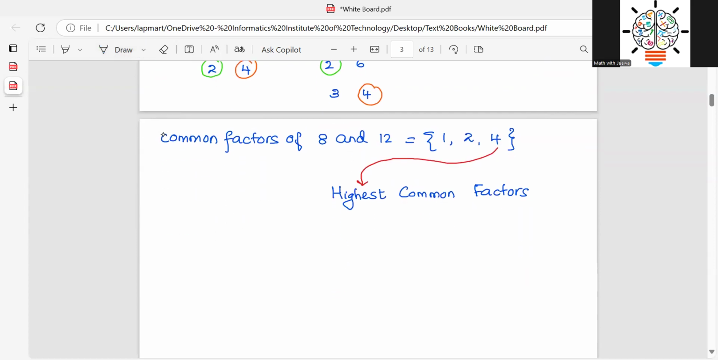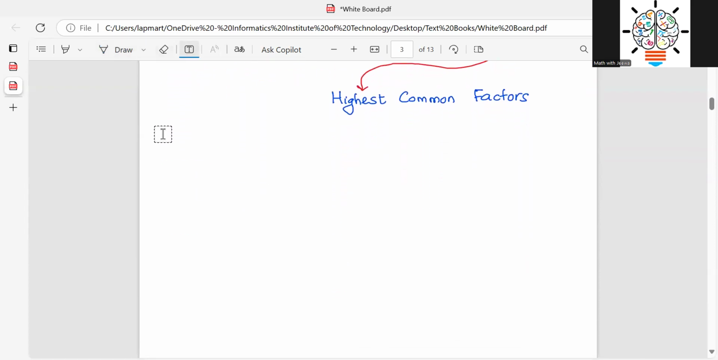Then I'm moving to the next one. So that is the multiples, right? So multiples. So sorry.